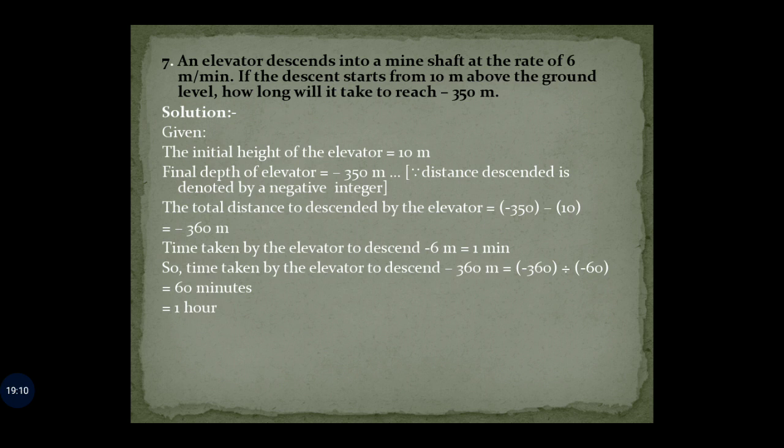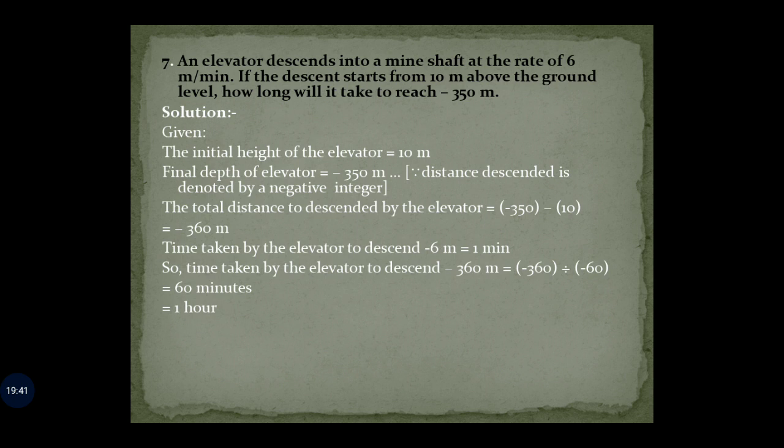The initial height of the elevator is 10 meters. Final depth of the elevator is minus 350. Therefore, the distance descended is denoted by a negative integer. Here we are considering minus 350 as the depth because as it goes down, we can show the going down part through the negative integer. The total distance descended by the elevator is minus 350 minus 10, which gives you minus 360 meters.